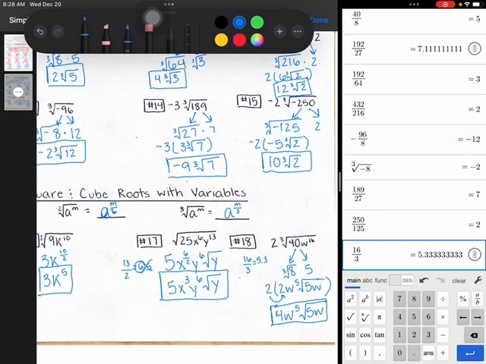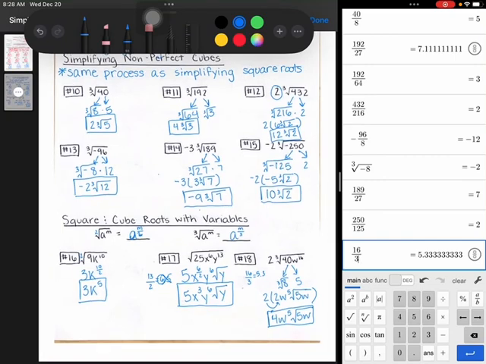So, like I said, we're going to mainly focus on algebraically simplifying radicals, but I did want to show you one with an exponent so that if you saw one, you wouldn't be freaked out. And there's a couple variable ones in your practice.